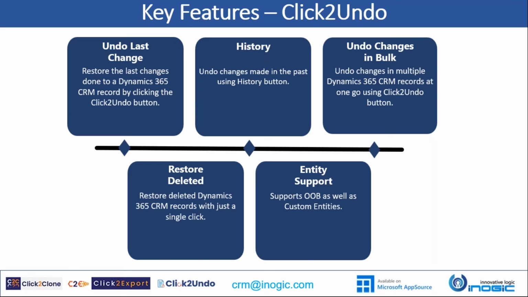And if you want to perform a click to undo in bulk, that is also possible over here. And also you can restore the deleted records. So let's say any of the records got deleted in the CRM, and you want to restore those records for that particular entity, then with the help of the click to undo tool, you can restore those records. And yes, it supports out of the box as well as custom entities. So these are all the interesting features of click to undo.